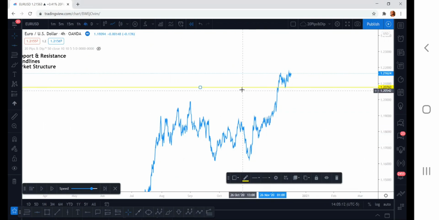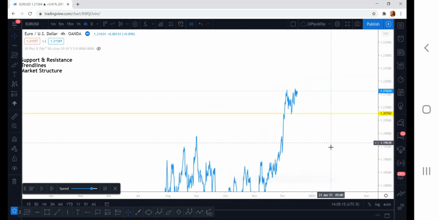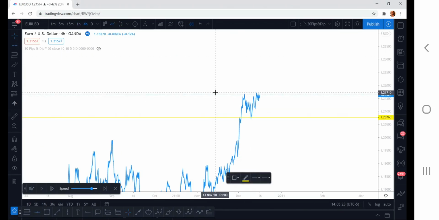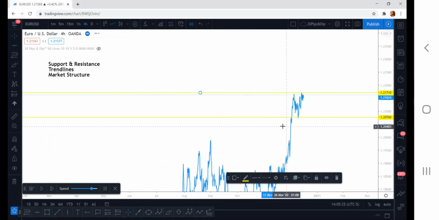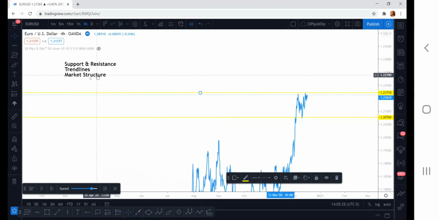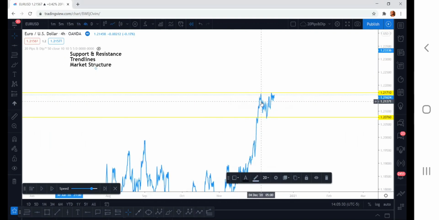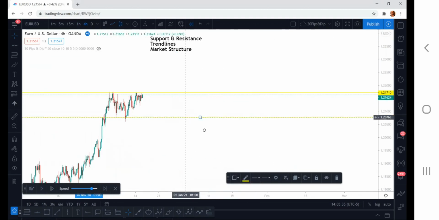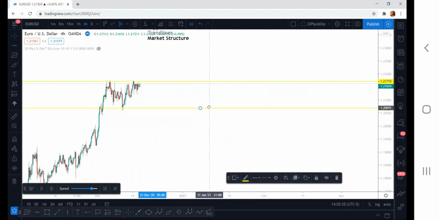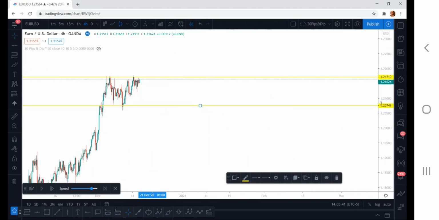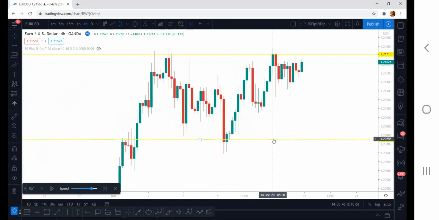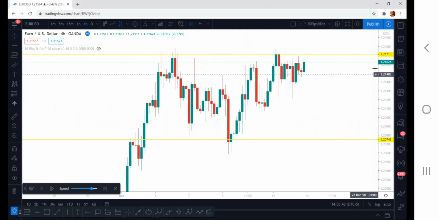I'm seeing this level here because it's being respected both as support, which is price floor, and here is price ceiling, and then right here is going to be resistance because that's the ceiling I see that is not yet broken through. I'm going to flip back to the candles for a second. Zoom in this area here. I see that the market is trending up.